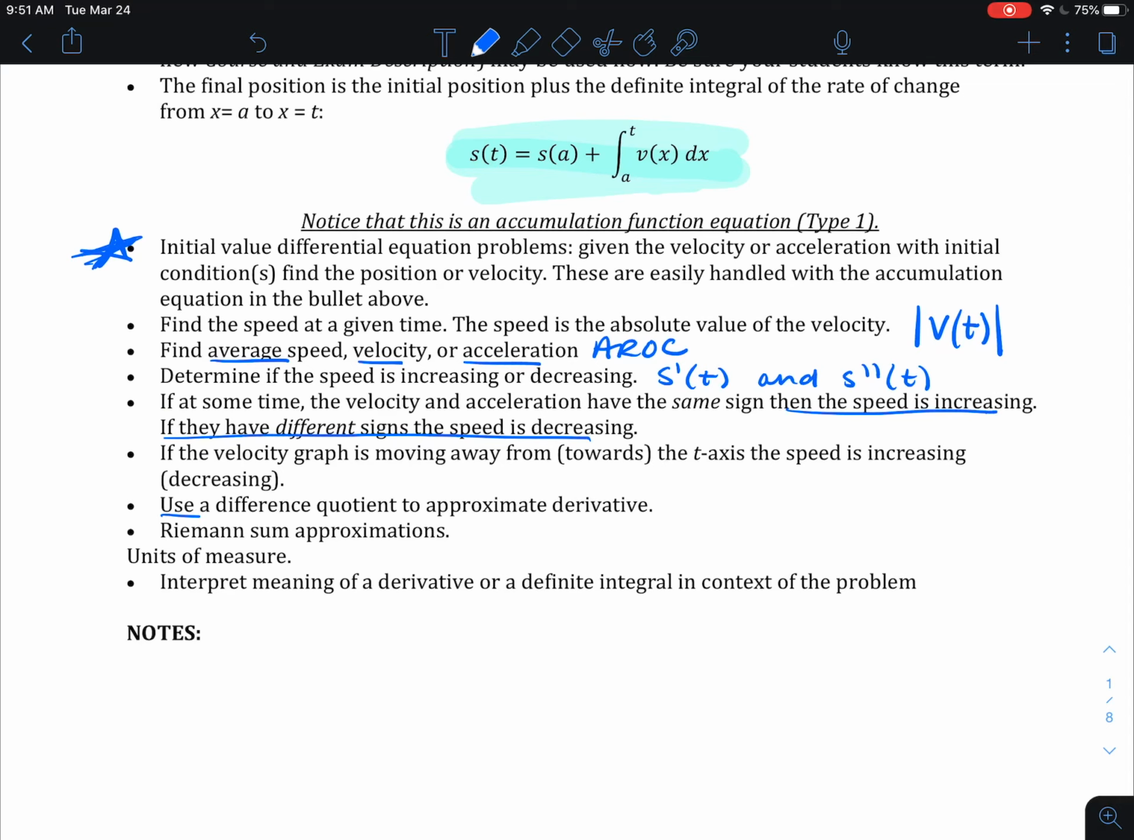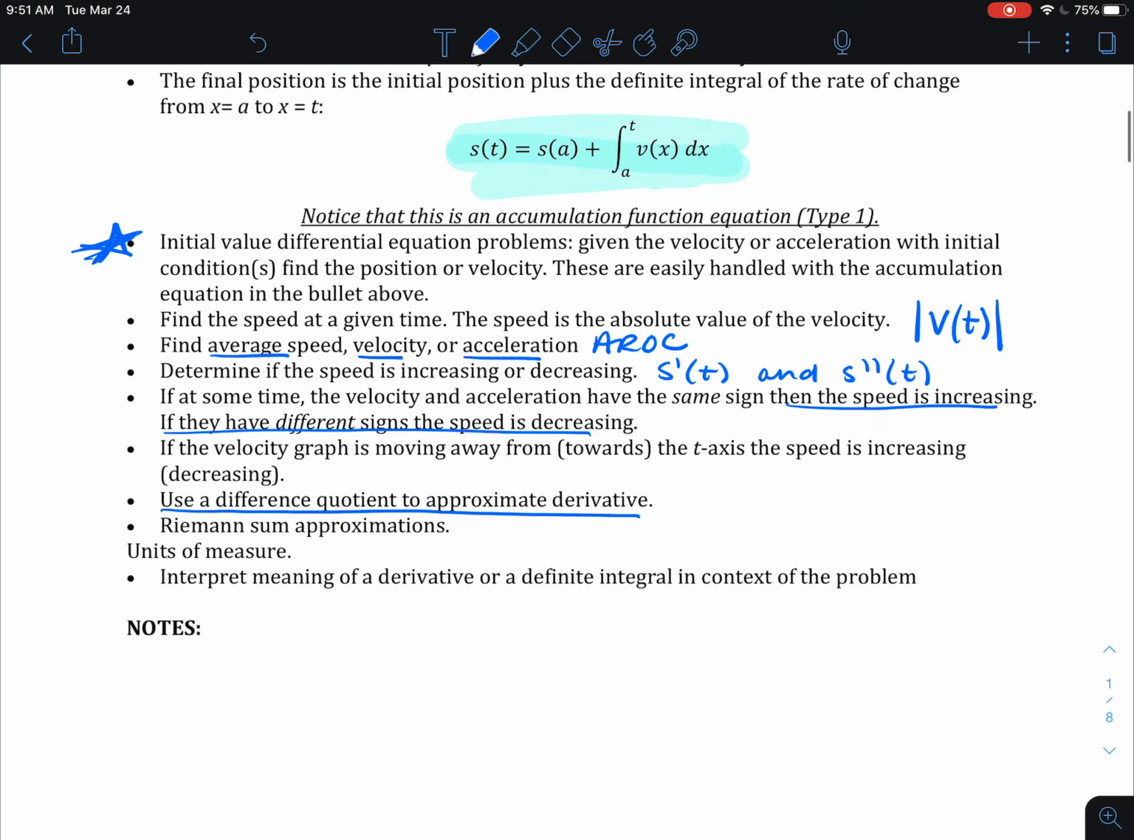Using the difference quotient to approximate a derivative. This is the old school slope. And Riemann sum approximations. And then the last thing they ask you to do is to interpret the meaning of the derivative. We will not be having a definite integral in the context of the problem.